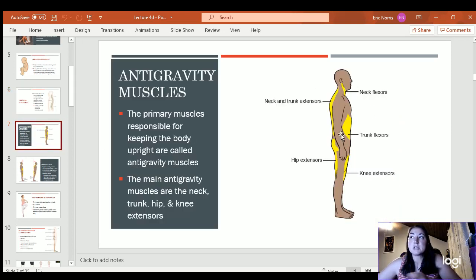Our anti-gravity muscles are the muscles that have to have some sort of tension in them as we're standing in an upright posture. They're responsible for keeping us upright, and they are the neck flexors, our neck and trunk extensors. So neck and trunk, the flexors and extensors are both being activated to keep you upright. If you are weaker in the flexors, then it's going to change your alignment. If you're weaker in the extensors, it's going to change the alignment. Hip extensors and knee extensors are also active in just quiet upright standing to keep you upright. So all of your extensors, neck, trunk, hip, knee, and then also the neck and trunk flexors are active at the same time.